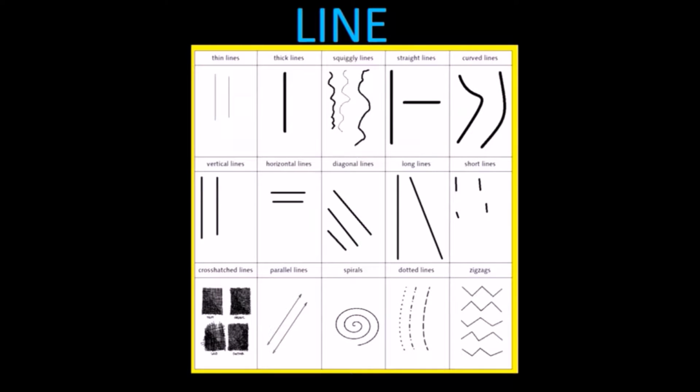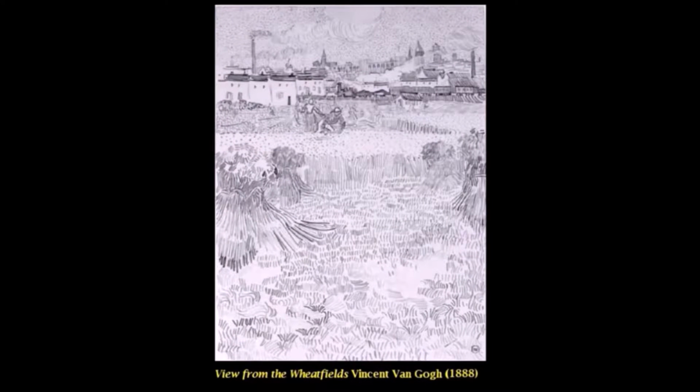A line is a mark with greater length than width. One of the things you will want to do is expand your visual vocabulary in regard to lines. For example, what types of lines do you see in Van Gogh's depiction of a wheat field?